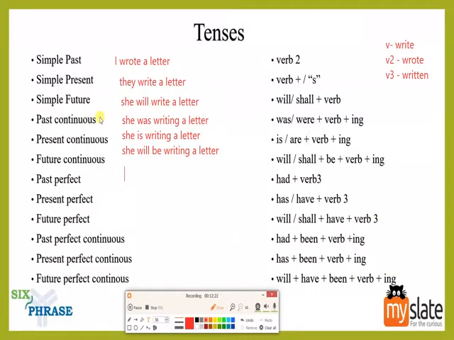Let's use the same example, she, or let's take he, had, what is verb form 3? Written a letter. Present perfect, something which has been done right now: he has written a letter, right? Future perfect, something which will be done: he will have written a letter. Right, there you have it.